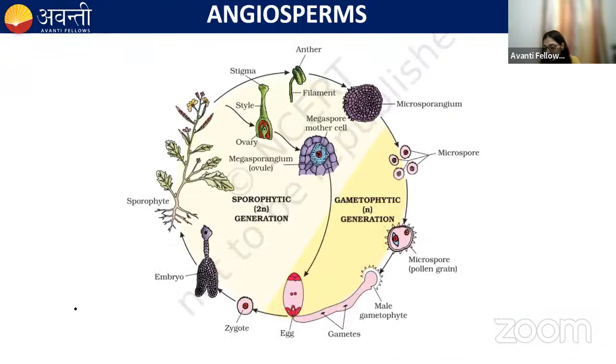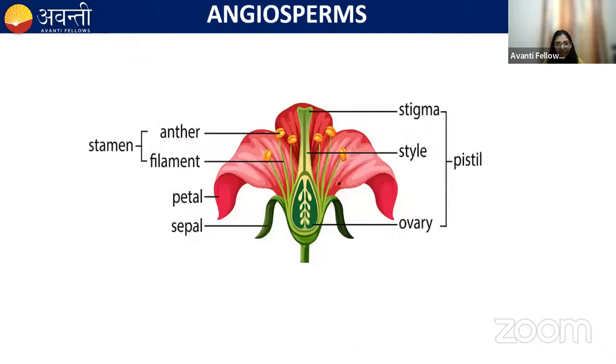Next, we are going to discuss angiosperm. Here, I'm going to give you a very brief overview of the angiosperm because we are going to discuss angiosperm in detail when we study sexual reproduction in flowering plants, okay? Angiosperms are known as flowering plants. Remember this.